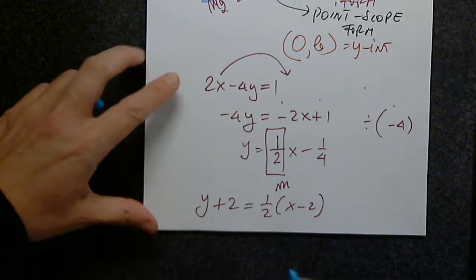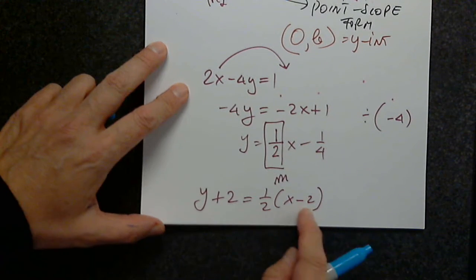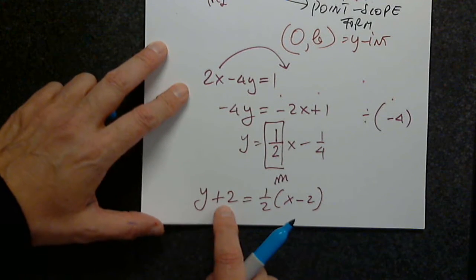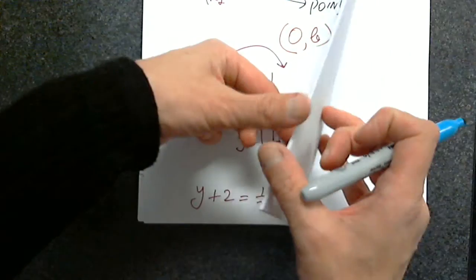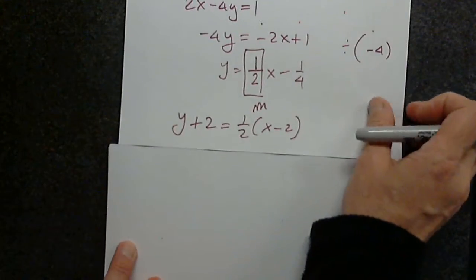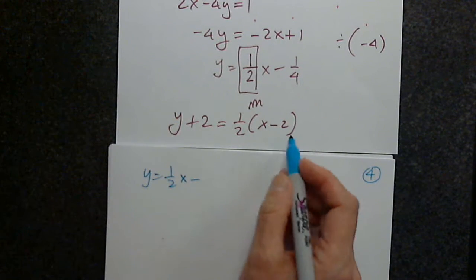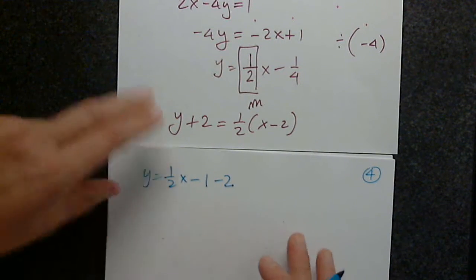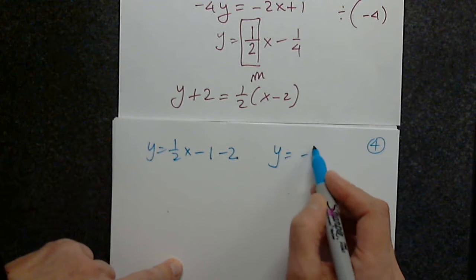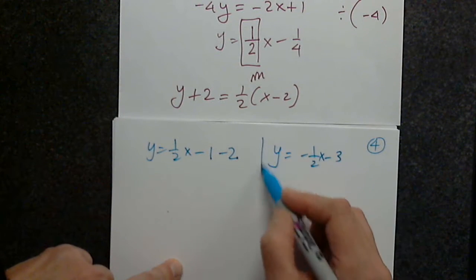Okay, so I will distribute 1/2 to both terms, and then I will subtract 2 to solve for y. Ready? So y equals 1/2 x minus 1 and minus 2. So then y equals -1/2 x minus 3.